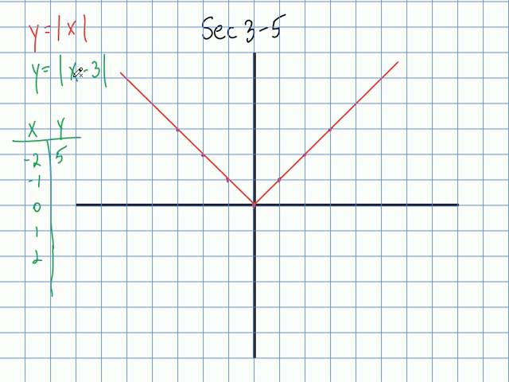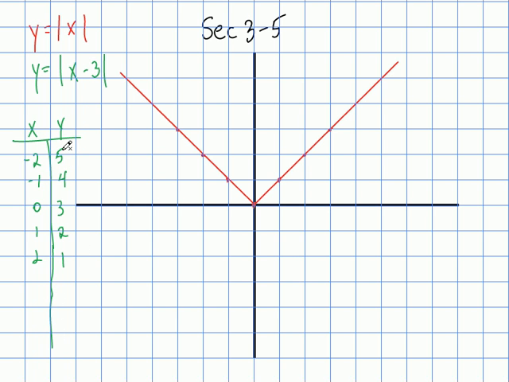Okay, put a negative 1 in for x. Negative 1 minus 3 is negative 4. Absolute value of negative 4 is positive 4. Put in a 0 for x. 0 minus 3 is negative 3. What's the absolute value of negative 3? It's positive 3. Look what happens to our numbers. This is 5, 4, 3. What do you think this one is? 2, 1.